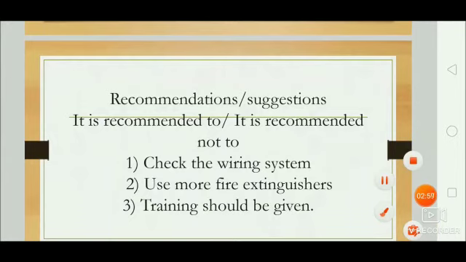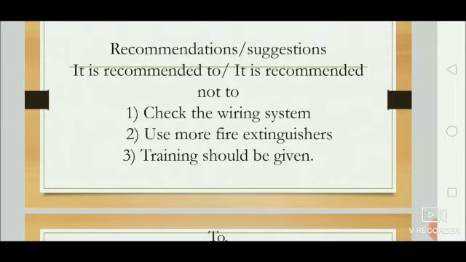And next, definitely you have to write about the recommendations or suggestions. You can write either in positive or negative statements, and I have given the starting phrases you can use, like it is recommended to, it is recommended not to, and afterwards you can connect that with check the wiring system, because the problem is because of a short circuit. So you are supposed to check the wiring system, use more fire extinguishers, and training should be given to the students on how to escape from the problem. So this is how you are going to write the recommendations. It doesn't mean that you have to write only 3, you can write more than that.